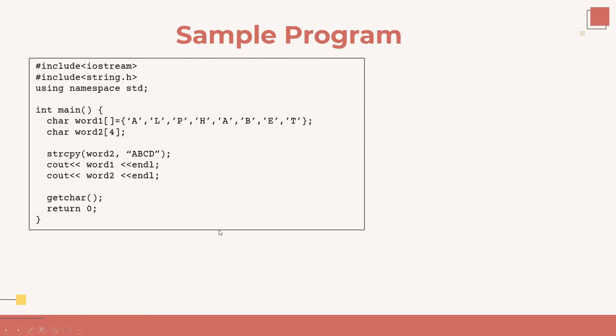For easier use, we can use cout word1 to display the characters in the word1 array. And this is the result. We can display alphabet. And then in here we use the strcpy function. This is one of the functions in string.h, and it is used to copy a word from the source to the destination. The source is ABCD and the destination is word2. So we will copy ABCD to word2. So when we run this code, the ABCD string will appear in the output.